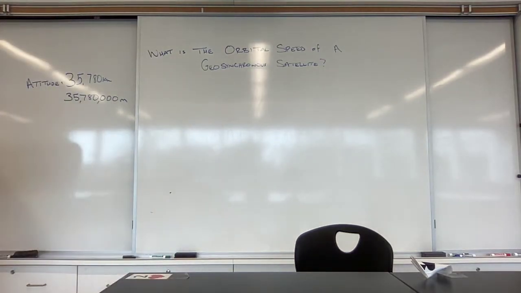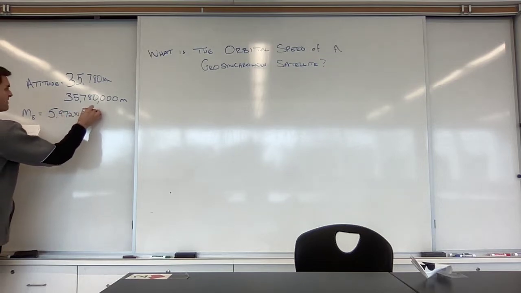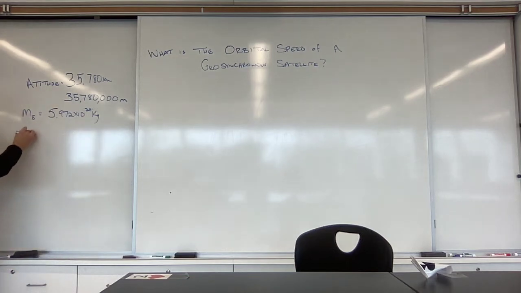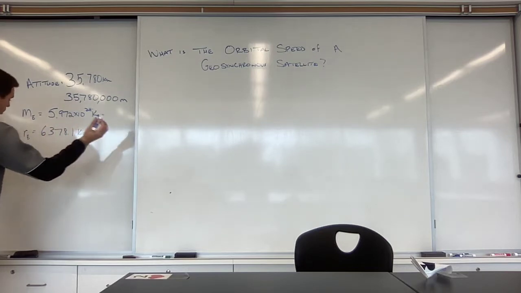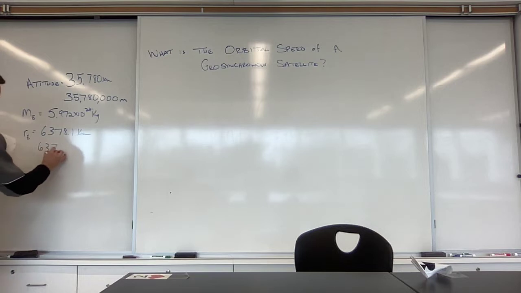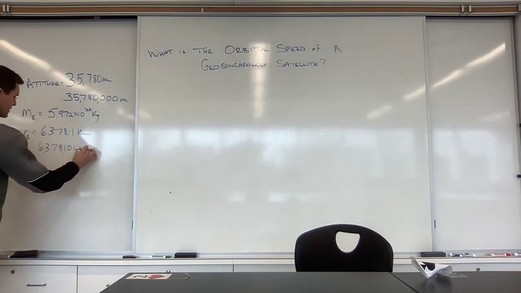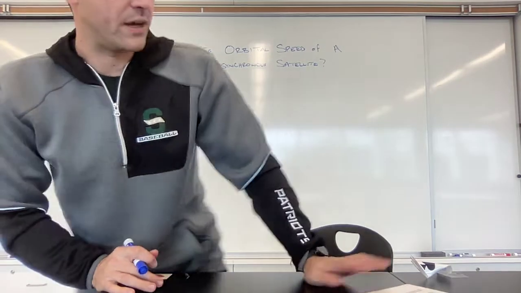This is the altitude. All right, now we also have the mass of the Earth. We know this to be 5.972 times 10 to the 24th kilograms. And we know that the radius of the Earth is equal to 6378.1 kilometers, or 6,378,100 meters. These are some important values I need to know.